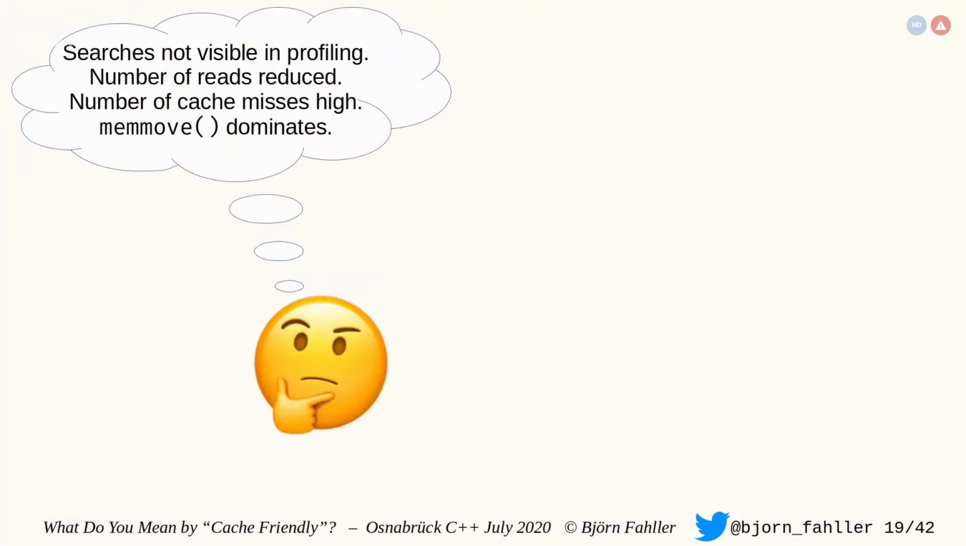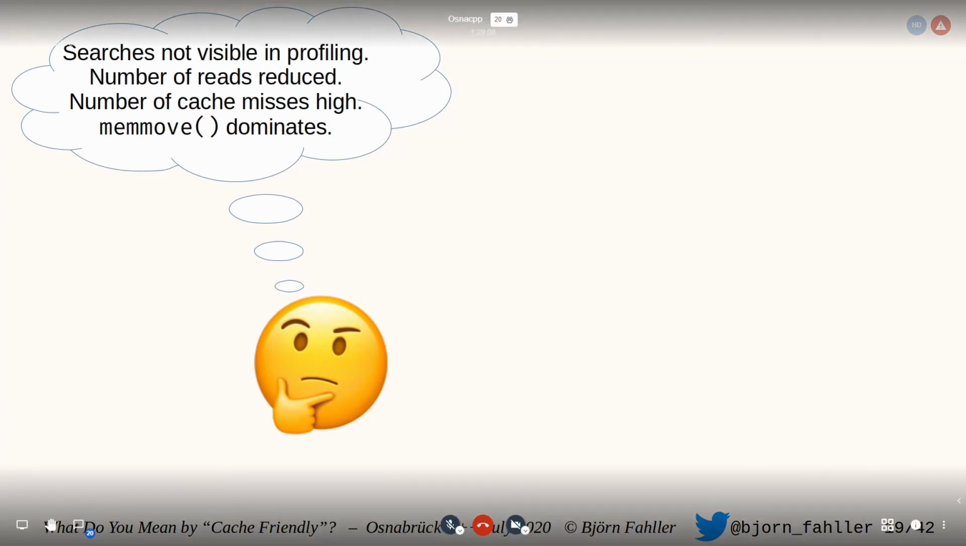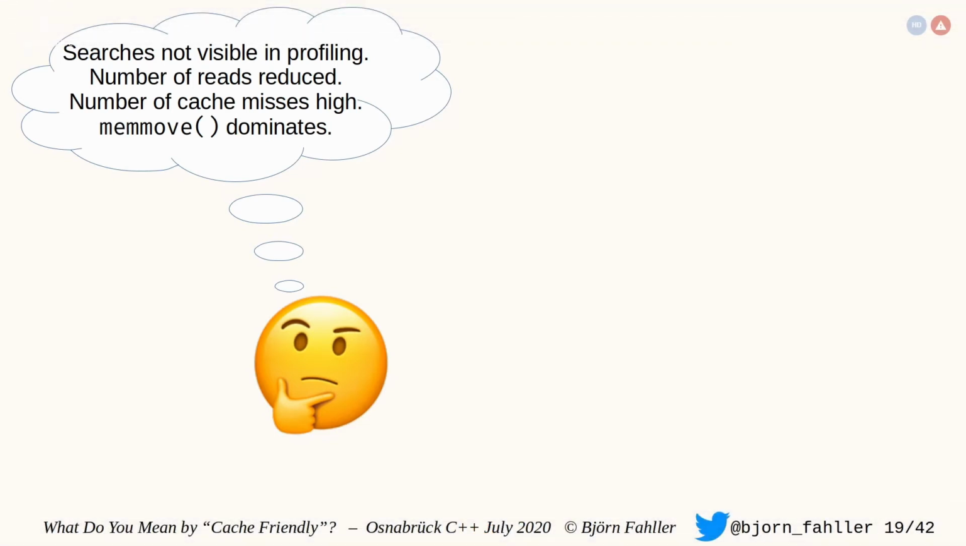So what we see is that we can no longer see the searches at all. And this makes sense because since it is a binary search, we're doing very few accesses. It's 10,000 elements at most in there. And log 2 of 10,000 is what? It's not many, 13. So it doesn't matter. So of course, mem move dominates because it has to touch on average something like 2,500 elements in this.